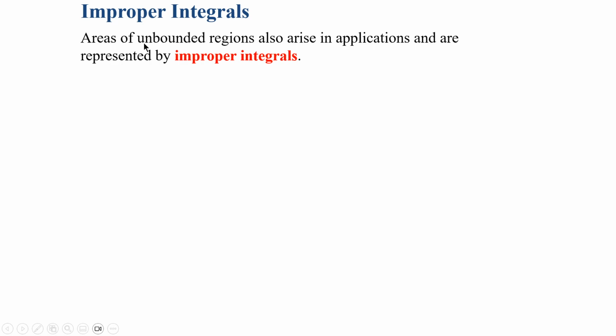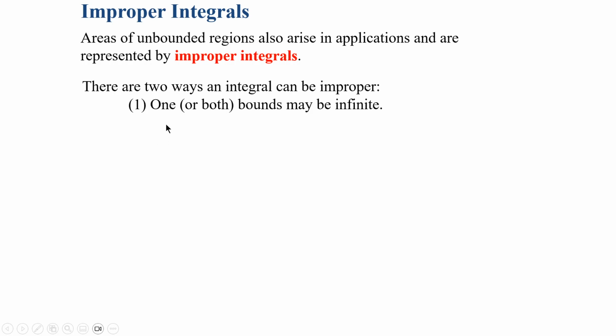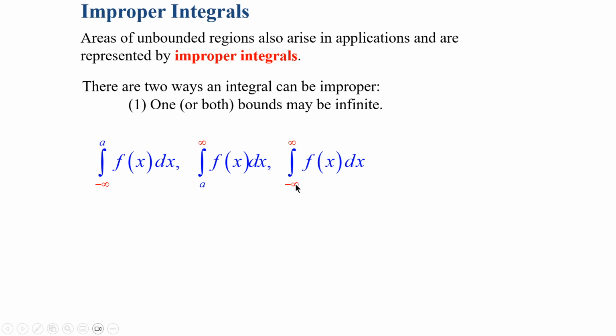Okay. Areas of unbounded regions also arise in applications and are represented by improper integrals. There are two ways an integral can be improper. One or both bounds may be infinite. So something like this. The integral from negative infinity to a of f of x dx. Or the integral from a to infinity of f of x dx. Or both bounds could be infinity. The integral from negative infinity to infinity of f of x dx.